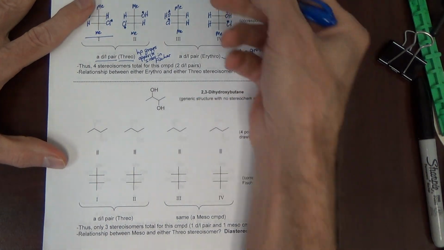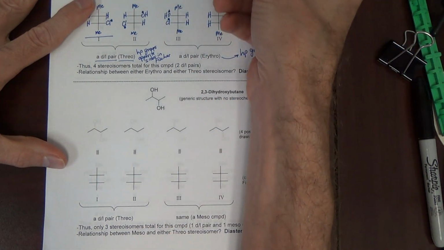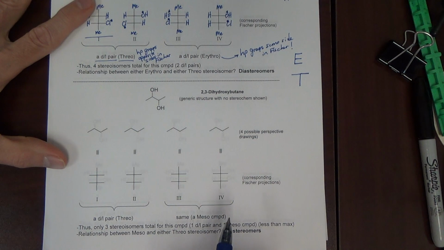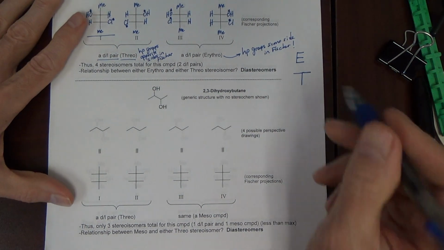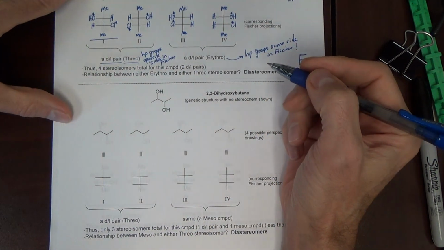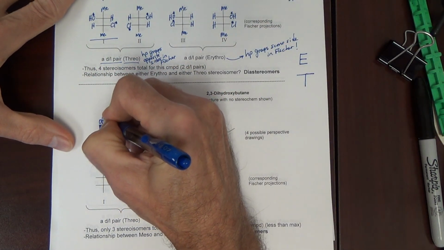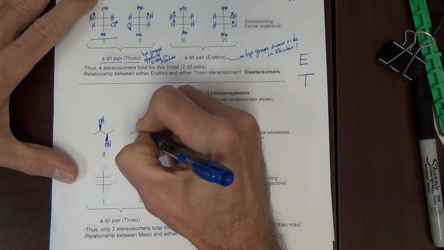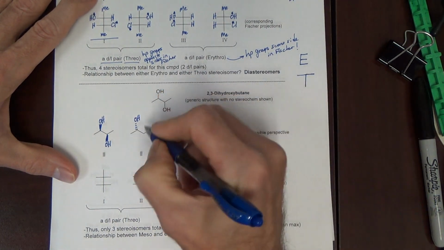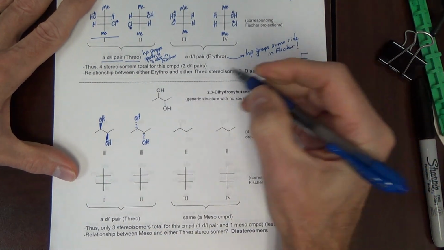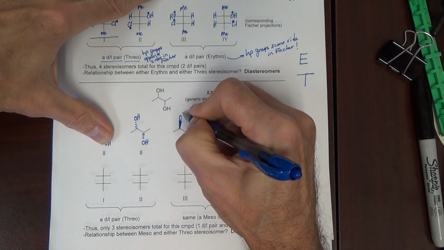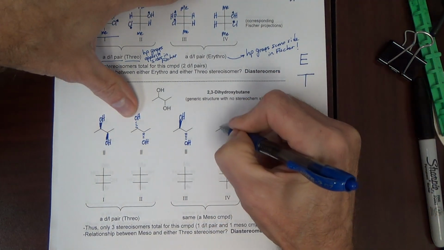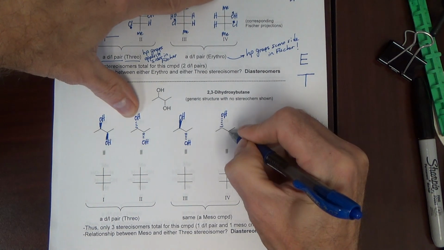Now, let's repeat this process, but for this compound, replacing the chlorine with another OH, this is 2,3-dihydroxybutane. I'm going to go through and do this. You can just watch. I'm going to do it the same as up here. I had a bolded OH, a bolded chlorine. I'm going to change that there. Okay, a dashed, bolded, dashed, and bolded.